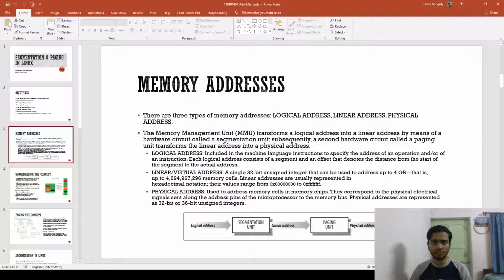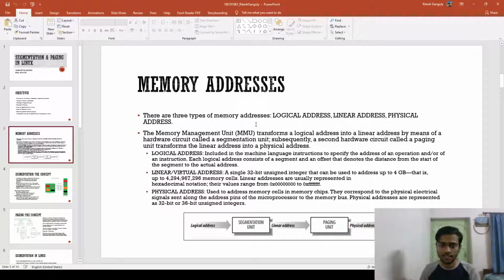There are three types of memory addresses in computer systems: logical address, linear address, and physical address. The unit known as the memory management unit, or the MMU, is in charge of transforming the logical address into a linear address, and after that the linear address into a physical address. The main parts of those units are the segmentation unit, which maps the logical address into a linear address, and then the paging unit, which maps the linear address into the physical address.